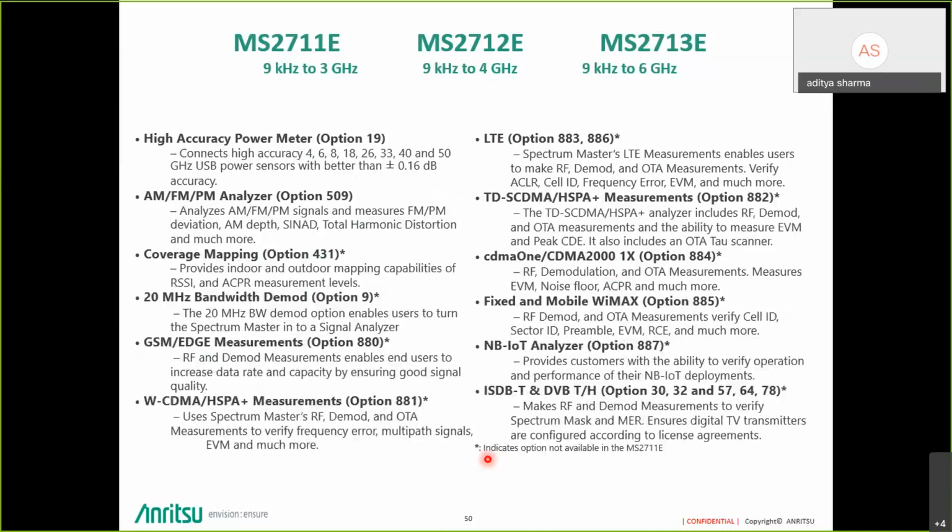And if I talk about the measurement, it also has 20 megahertz of bandwidth, coverage mapping, AM, FM, PM analyzer, LTE demod, TD-SCDMA demod is there, CDMA, fixed and narrowband IoT analyzer is there. So these are the demod options available. If a customer is looking for an over-the-air demod application, you can go for that.